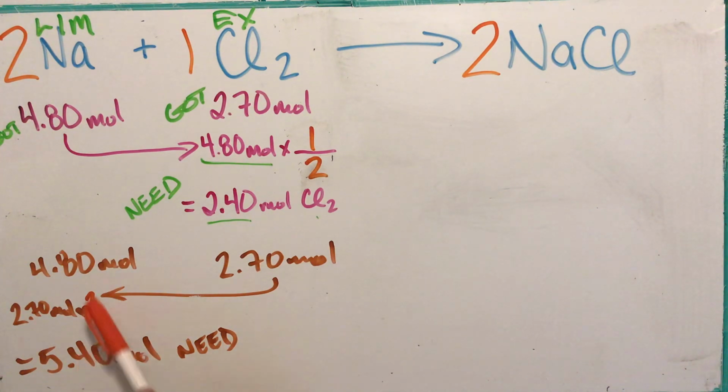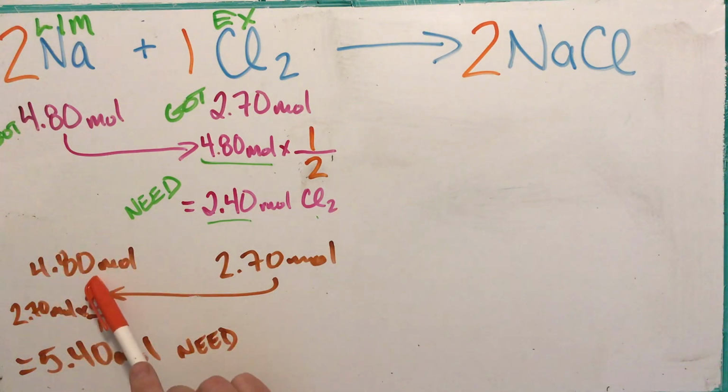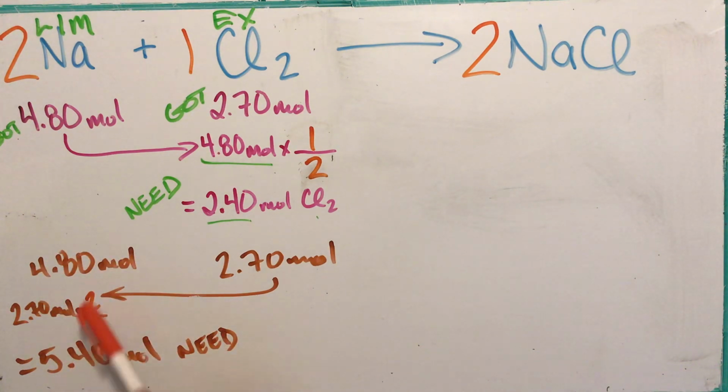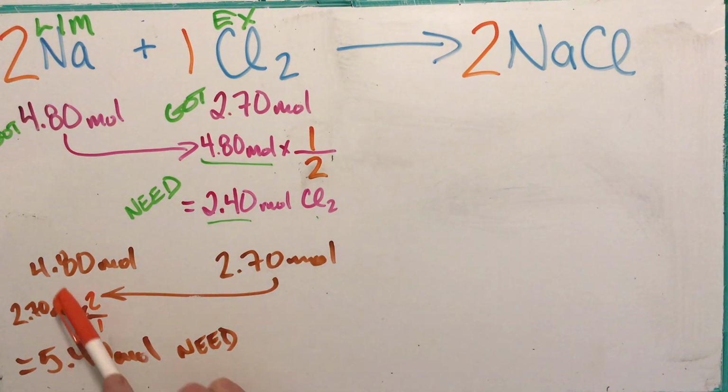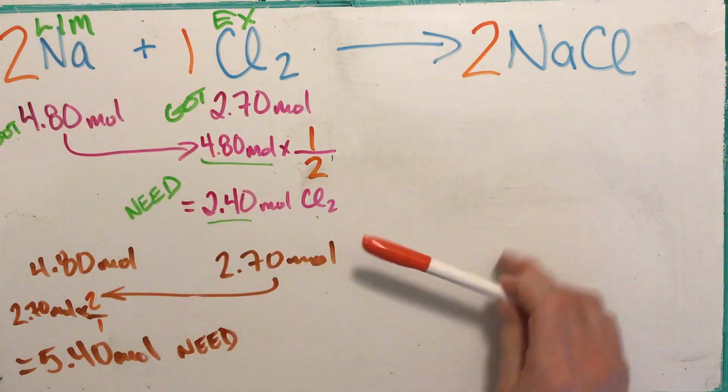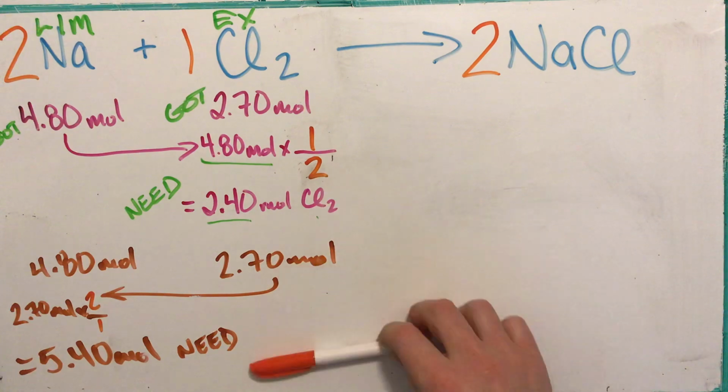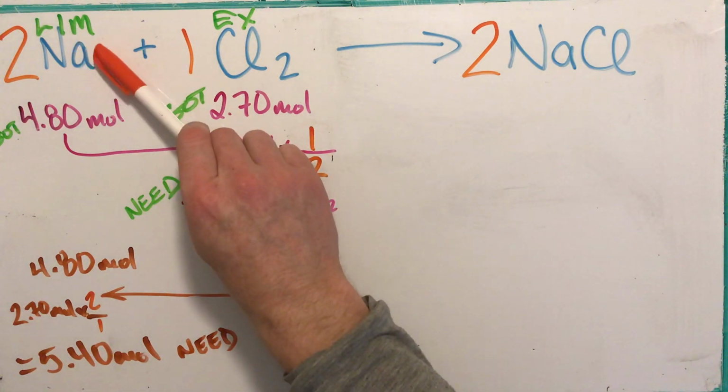Right? This is what I need. This is what I actually got. 4.8, right? I took it down here. So I need more than I got. To burn off 2.7 of this, I need 5.4. I've only got 4.8. That's not enough. So this is my limiting reagent. Whether I do it the pink way or the brown way, it still says sodium runs out first.